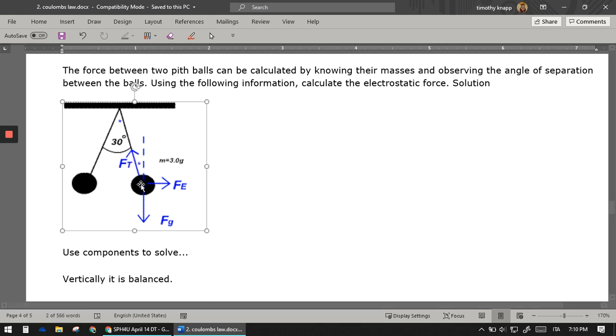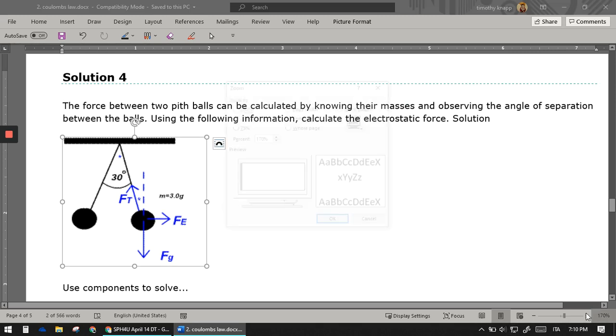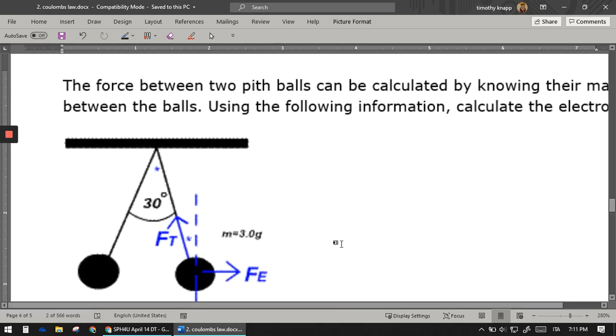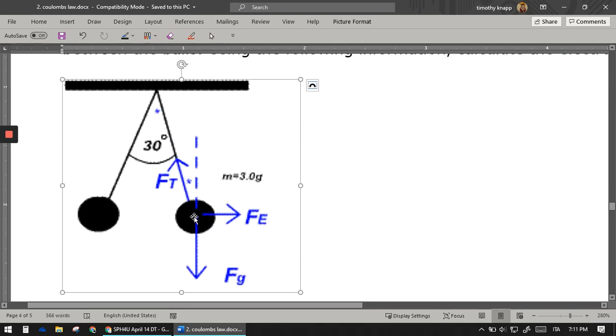Basically, I'm going to zoom in on this diagram here. So this force of tension has a component that goes that direction and has a component that goes up as well, okay? Now, the component that goes in this direction should be equal to the electric force, and the component that goes up should be equal to the gravitational force, because you can assume that this thing isn't moving now. It's just sitting there, okay?